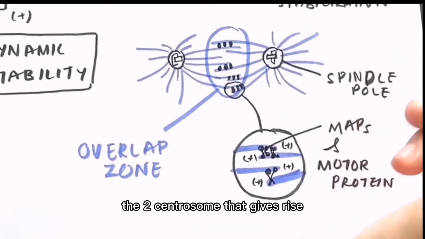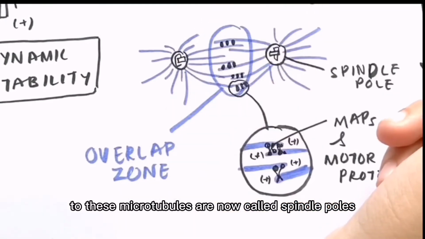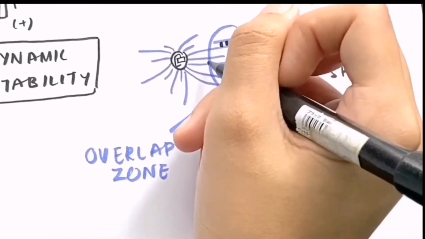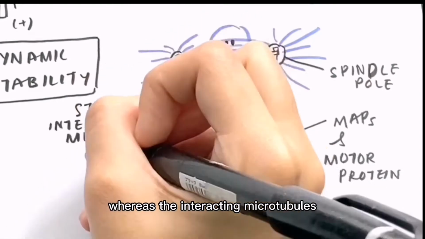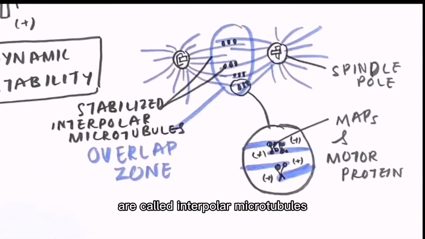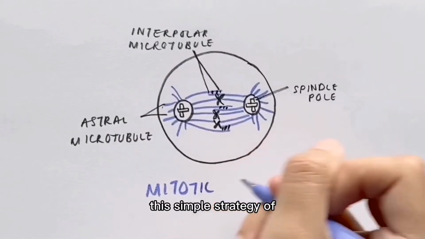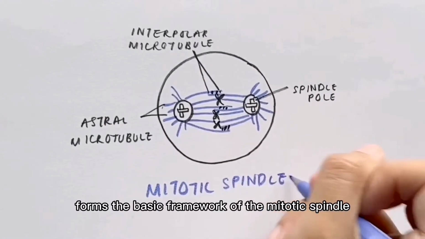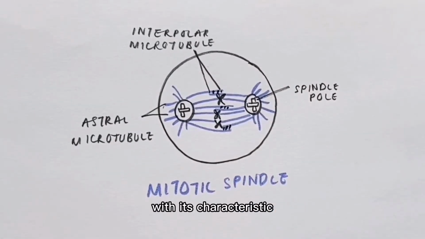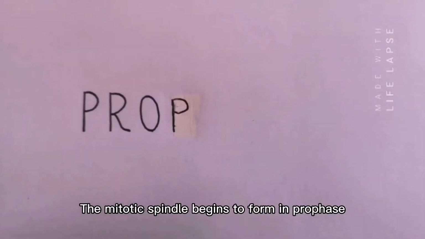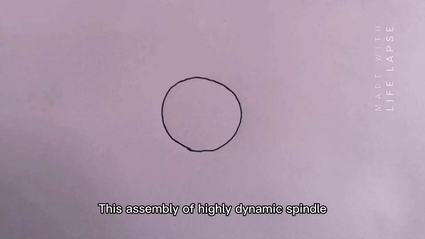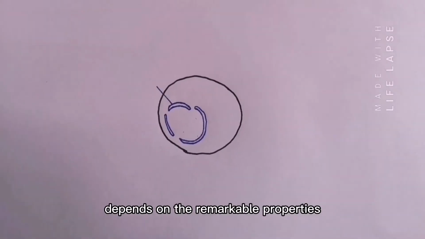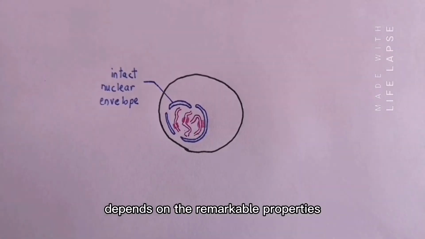The two centrosomes that give rise to these microtubules are now called spindle poles, whereas the interacting microtubules are called interpolar microtubules. This simple strategy of random and selective stabilization forms the basic framework of the mitotic spindle with its characteristic bipolar shape. The mitotic spindle begins to form in prophase. This assembly of the highly dynamic spindle depends on the remarkable properties of microtubules.